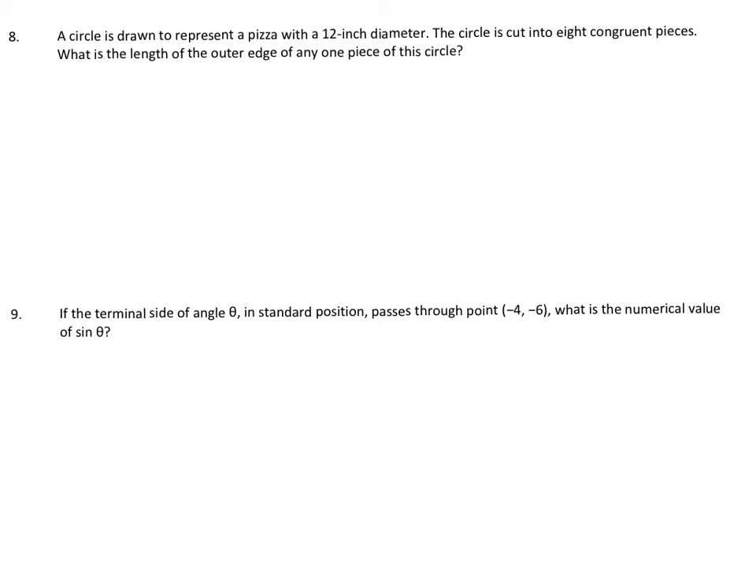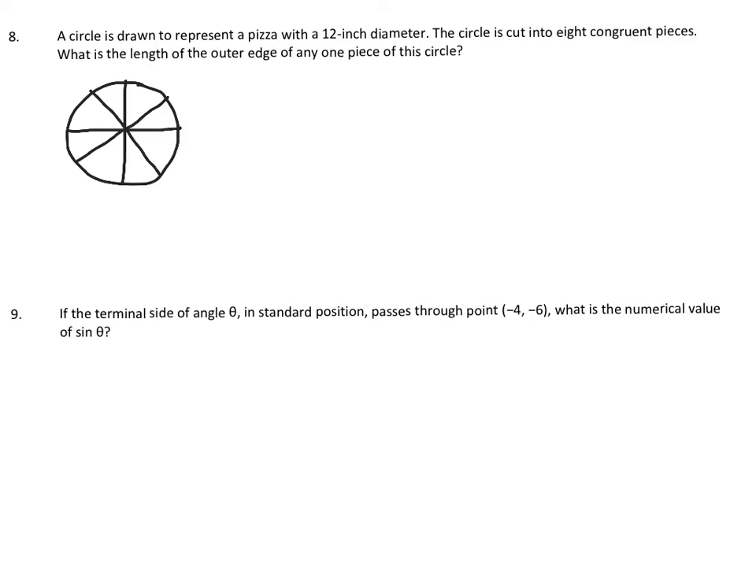Okay, number 8, I'm going to draw this one out too. A circle is drawn to represent a pizza with a 12-inch diameter. So we have a circle, this is our pizza, and it's a 12-inch diameter. So from there to there is 12. Before I label that, I just want to read a little more first. The circle is cut into 8 congruent pieces. So that means we have 8 completely equal slices of pizza. There we go.